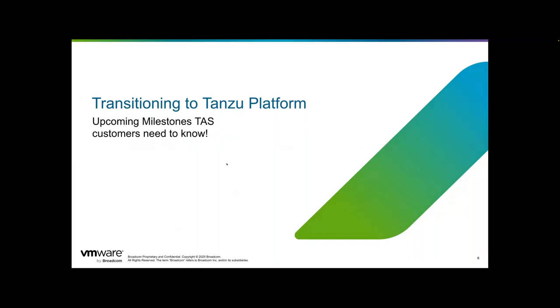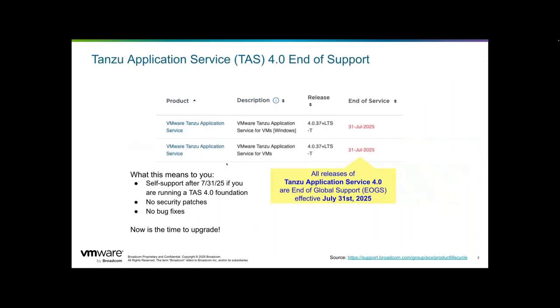First and foremost, if you're not aware, Tanzu Application Service 4.0, or TAS 4, is reaching end of support in a very short time frame. Actually, the end of next month, July 31st, Tanzu Application Service 4.0 will go end of global support. What this means to you, if you're running a TAS 4.0 foundation, is that you're on your own. You're really self-supporting via the support portal and other things like knowledge base articles.